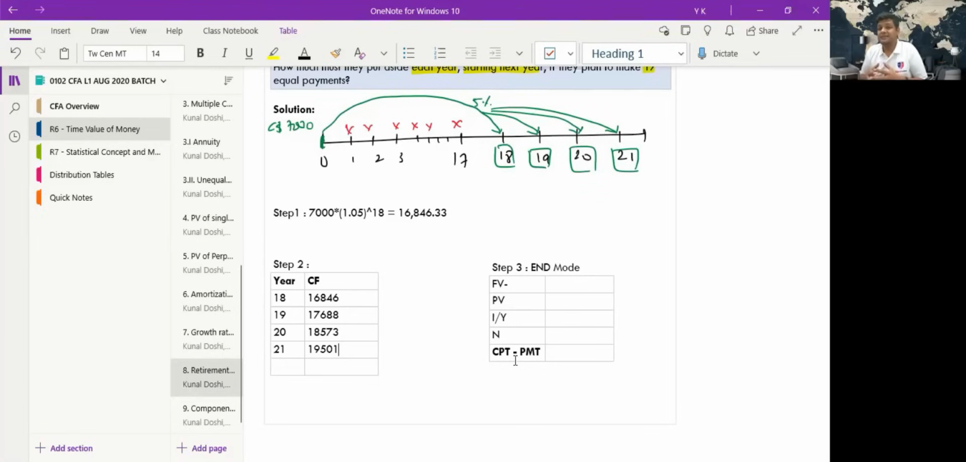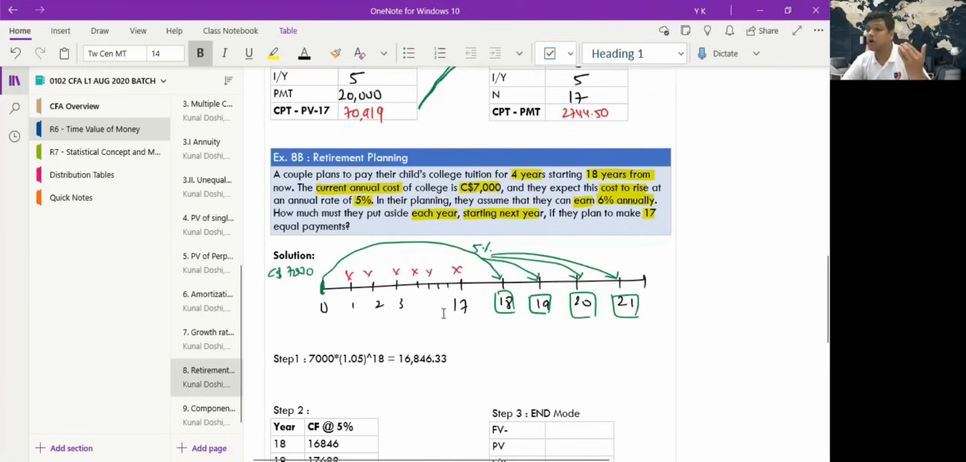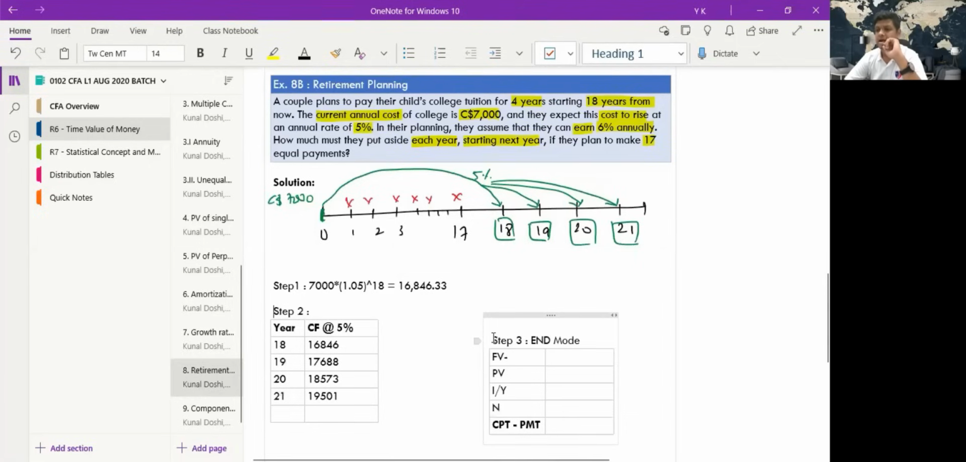So the cash flows were increasing at a 5% rate. That's what they had told us in the question. If you see the question here carefully, 7,000, and they expect this cost to rise at an annual rate of 5%. Correct?